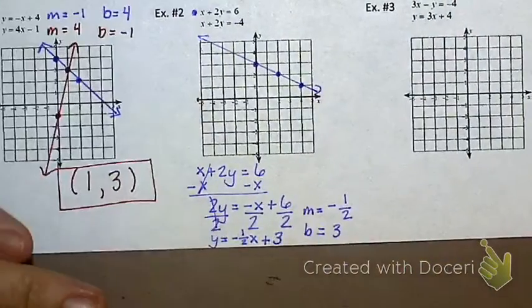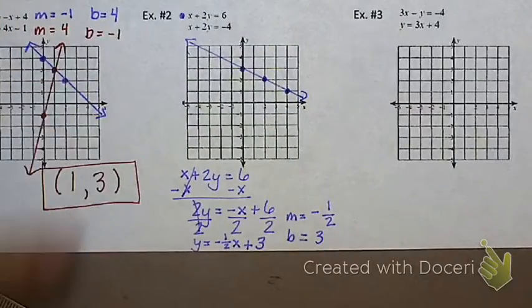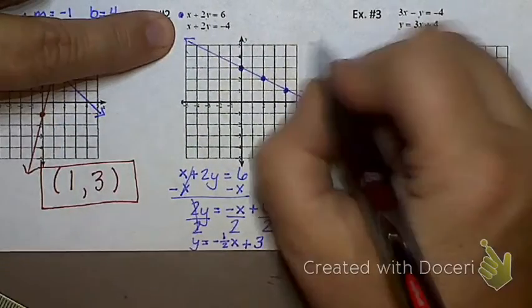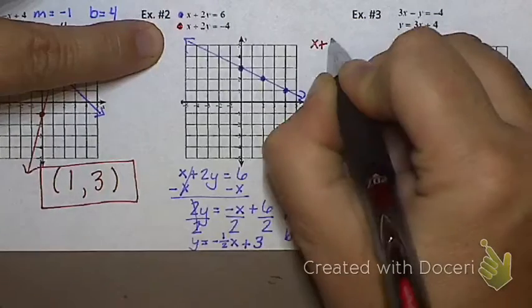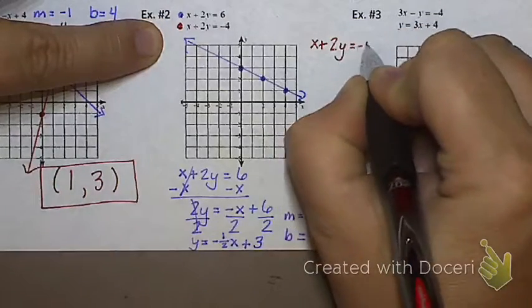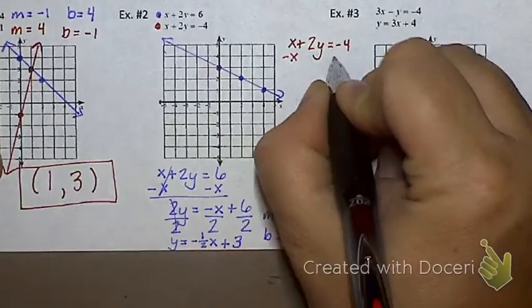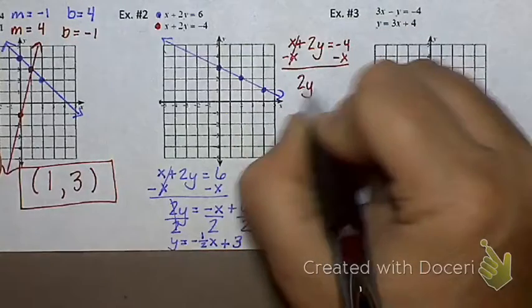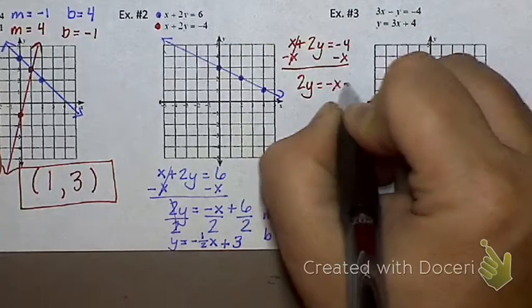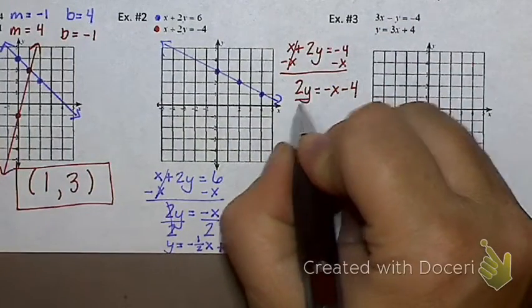Again, make sure your line goes all the way to those edges there. All right, the other one, x plus 2y. We'll call this one my red line. x plus 2y equals negative 4. What am I going to do? Subtract x, because again, I'm getting y by itself so I can graph it. So 2y equals negative x minus 4. Now what? Divide by 2.